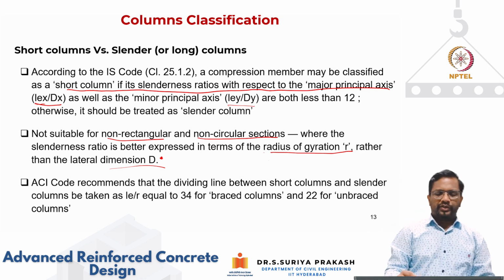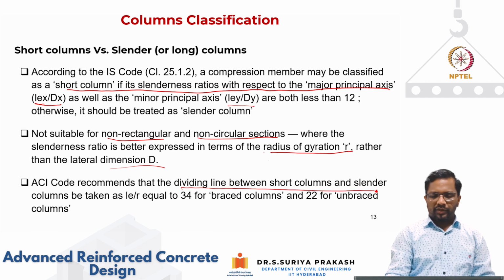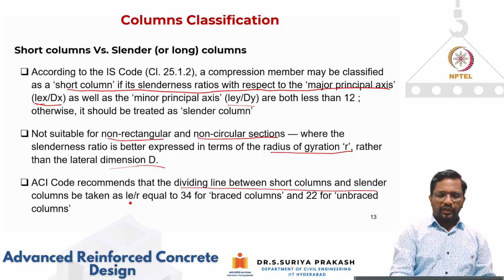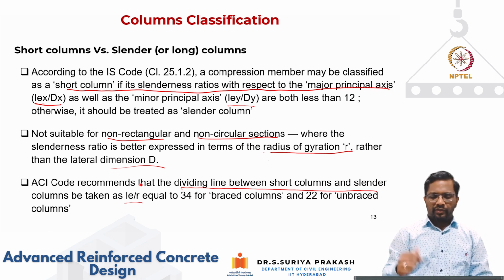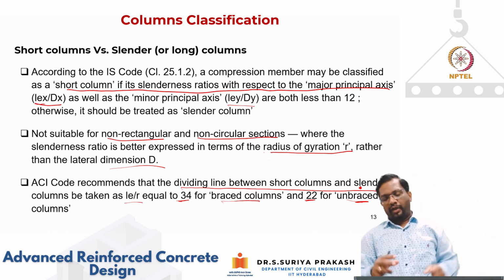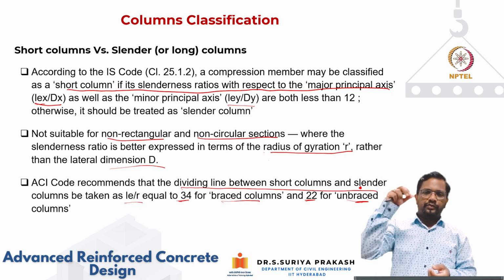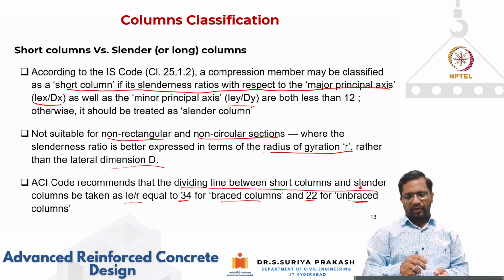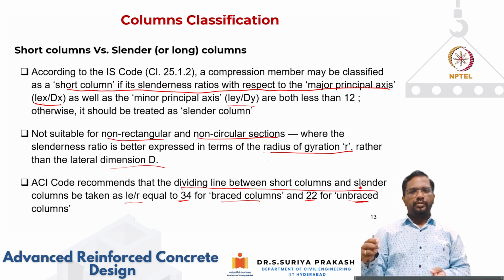The ACI code says that the dividing line between short columns and slender columns is defined by the ratio Le by r, where Le is your effective length and r is your radius of gyration. In fact, that number is taken as 34 for braced columns and 22 for unbraced columns. So that means, I'm introducing two more terminologies, braced and unbraced, which we will talk about. What are braced and unbraced conditions?